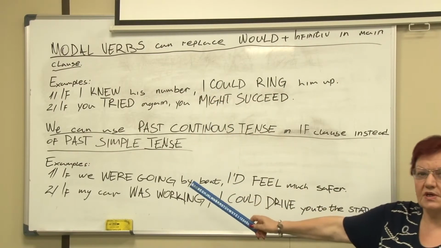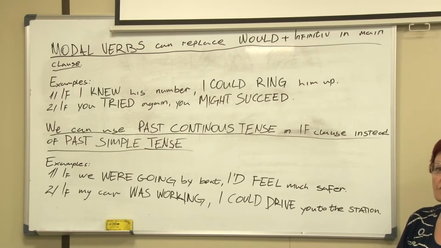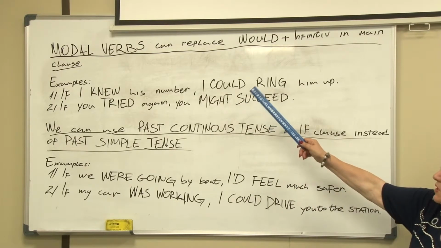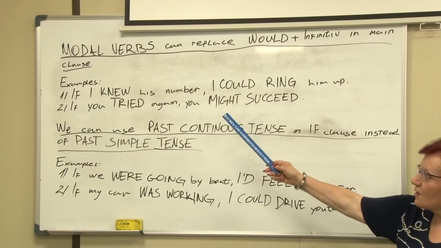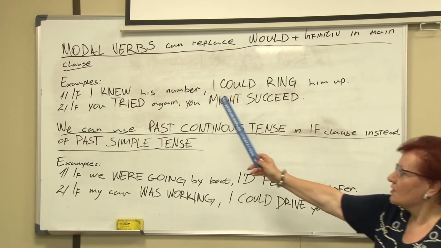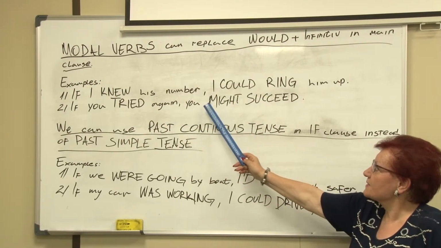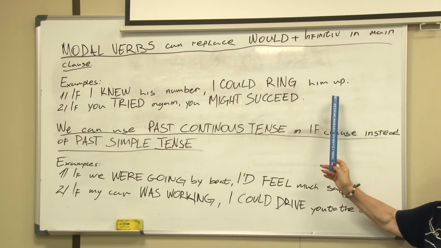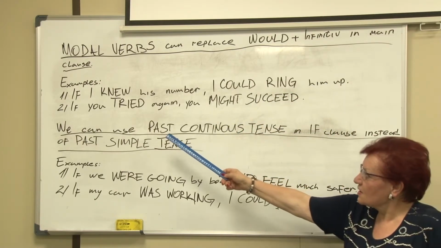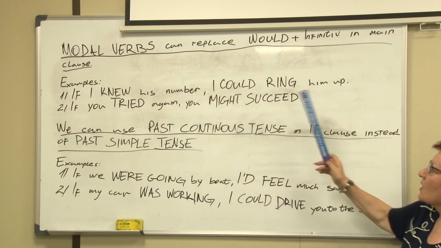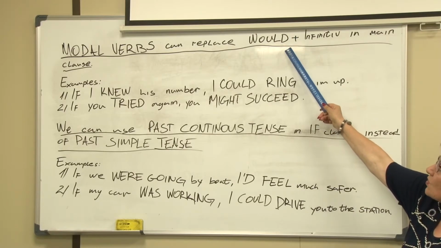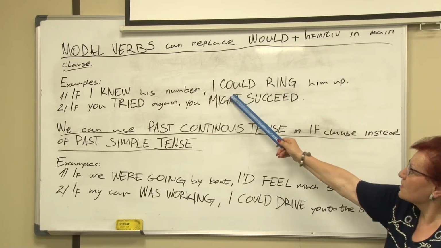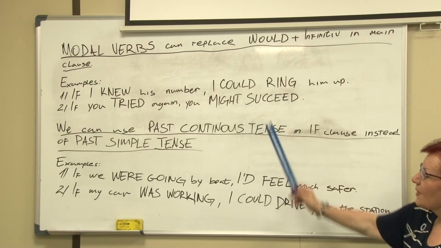Here we have some variations from what I told earlier. Modal verbs can replace would plus infinitive in the main clause. Here are some examples. The first one: if I knew his number, I could ring him up. And the second: if you tried again, you might succeed. So what you can see is that it is no more would plus infinitive, but could and might.